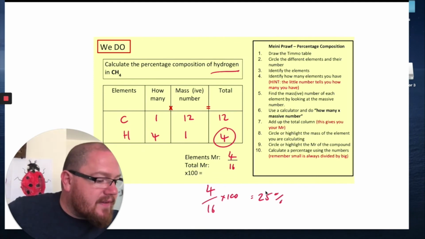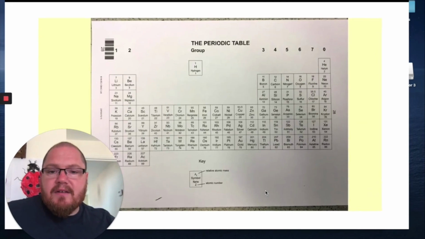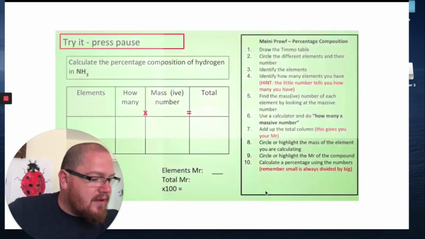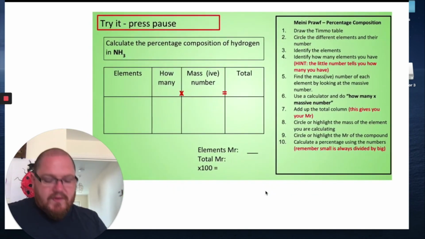Have a go with this, see how you do. There's the periodic table again. Okay, and try it, press pause.